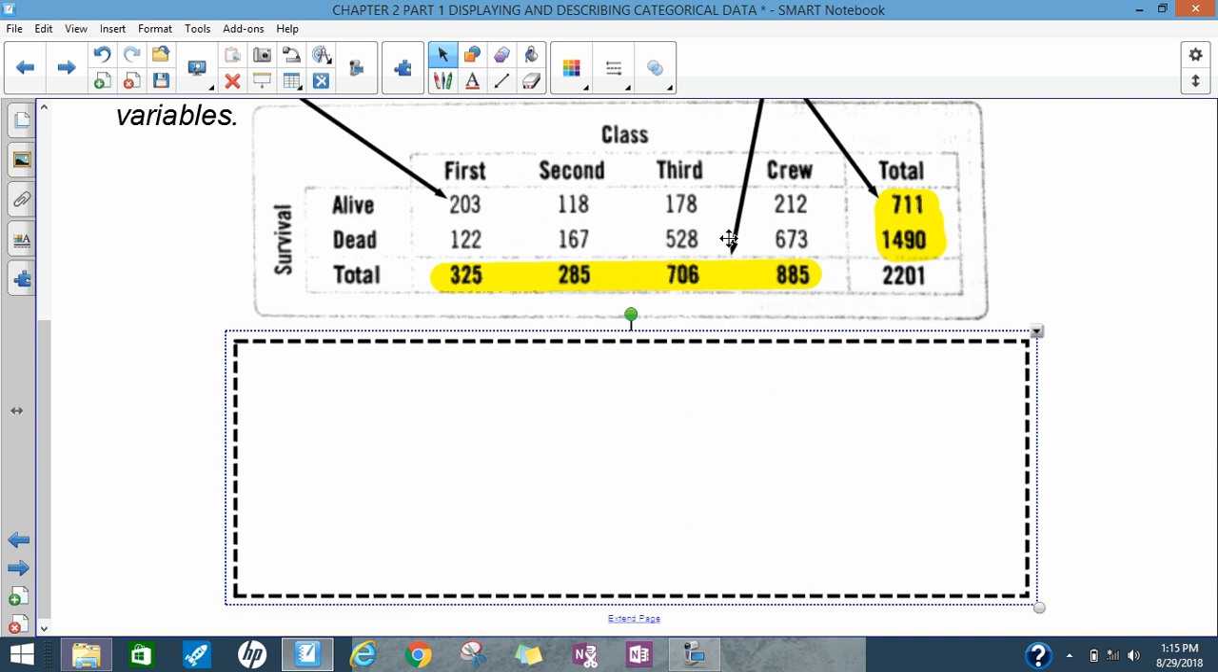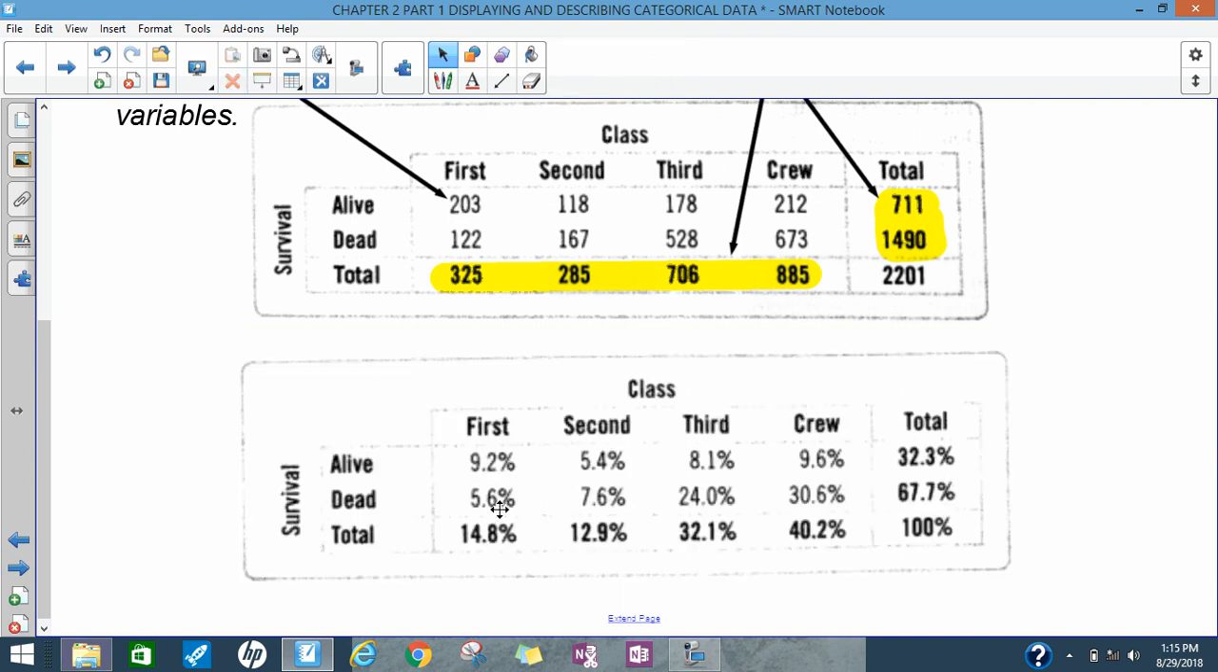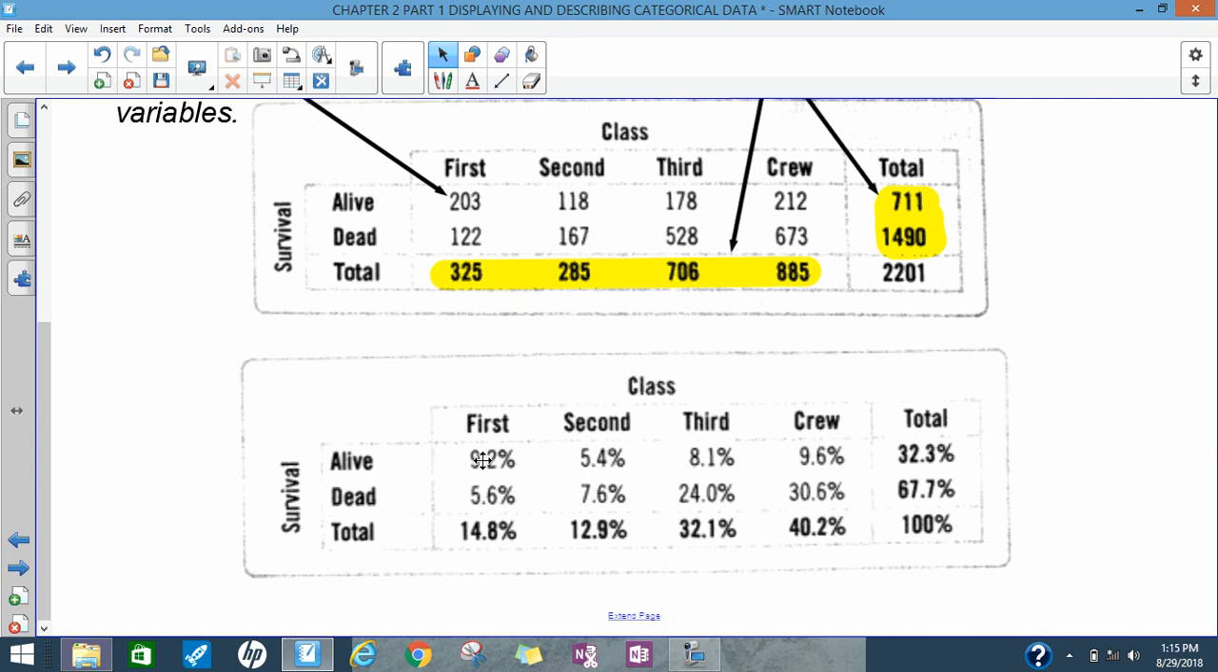So if we take each of these cells and divide it by the total, we can find out the percentage of, say, first class passengers who lived. I'm sorry, the percentage of people on the boat who were first class passengers and lived. And what percentage died, and same thing for second, third, and the crew. And we already knew that 40% of the people were crew, but here we can see that 30% of the people who died were crew members.